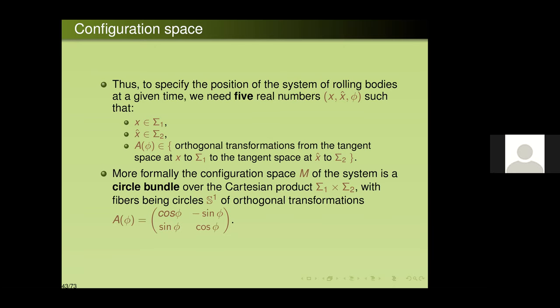So more formally, one can even say that the configuration space of the system of these two rigid bodies rolling on each other is a circle bundle over the Cartesian product of sigma one, sigma two, with fibers being the circles of orthogonal transformations. So this is how this five-dimensional manifold looks. It's actually a circle bundle over the Cartesian product of the boundaries of these surfaces. Okay, so we have a five-manifold.